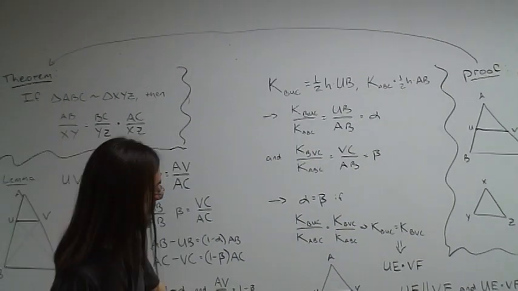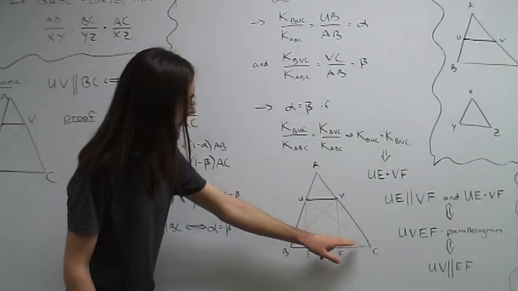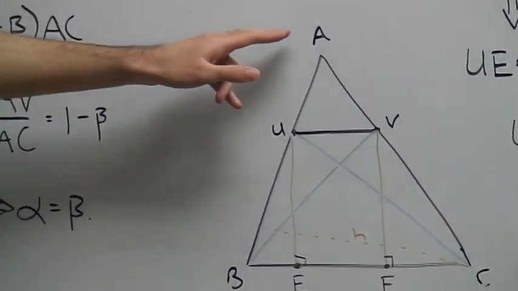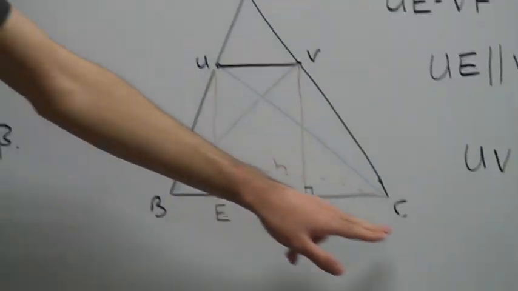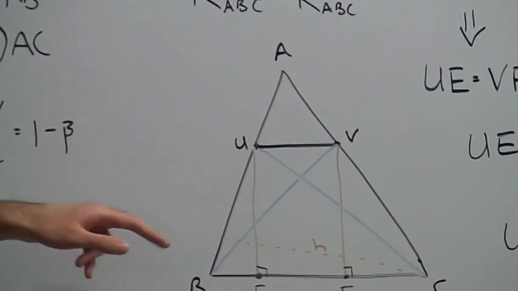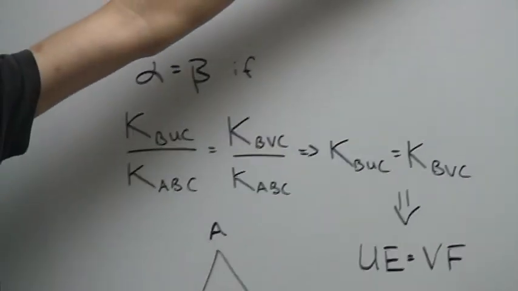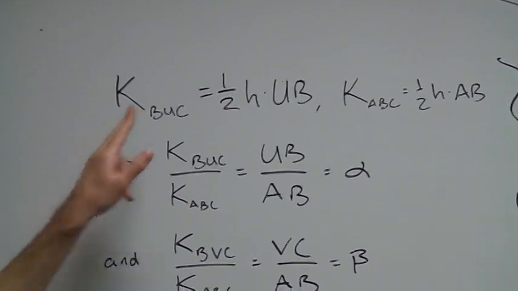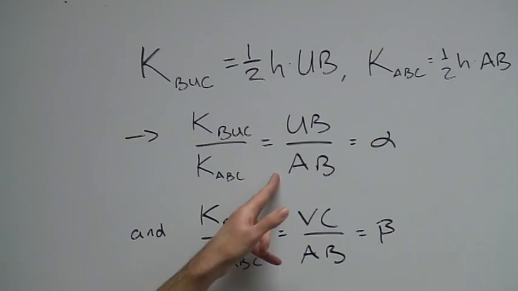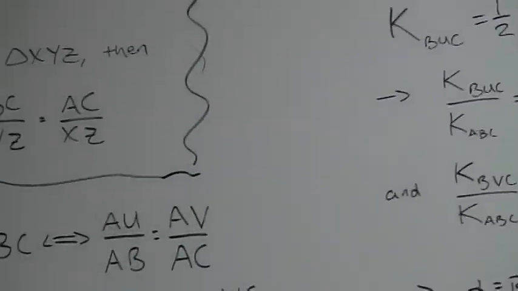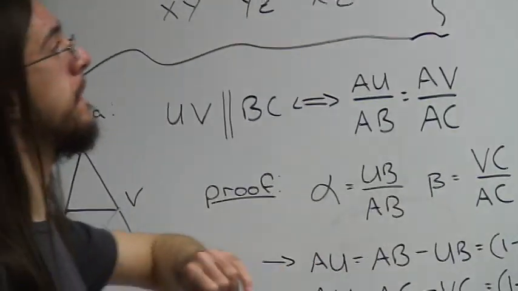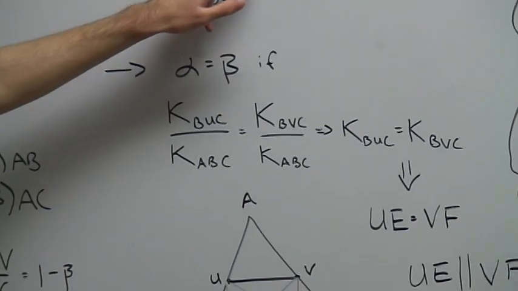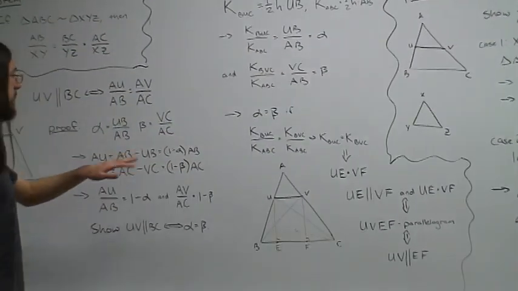Okay, so here's triangle BUC right here. Here's its height. And the area of the triangle is 1/2 base times height. And then we have the area of triangle ABC. Notice that it's the same height as BUC, and that's equal to 1/2 base times height. So if we divide these two areas, we're going to get UB over AB, which you'll remember a moment ago we defined as alpha. And if we take triangle BVC and go through a similar argument, we get that VC over AC is equal to beta.